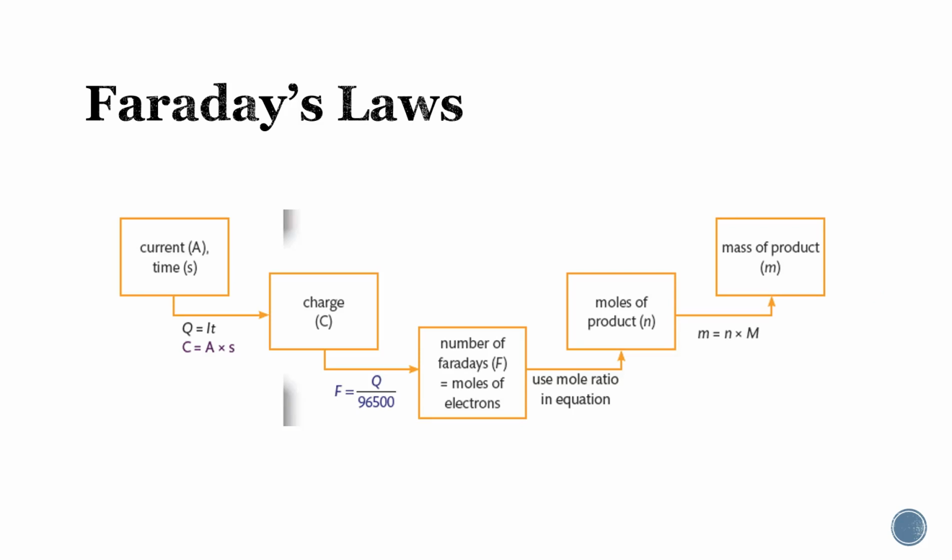In order to use Faraday's laws, I need to know the current that goes through the cell and how long for. There I'll get Q equals IT, which gives me the charge. I divide the charge by 1 Faraday, and that gives me the number of mole of electrons that have passed through. I use the mole ratio in the equation between the number of mole of metal and the electrons, and then I can work out the mass of metal that will be deposited on the item at the cathode.